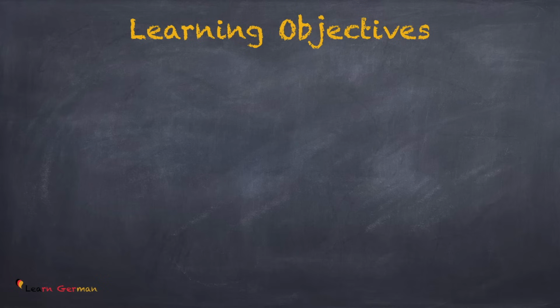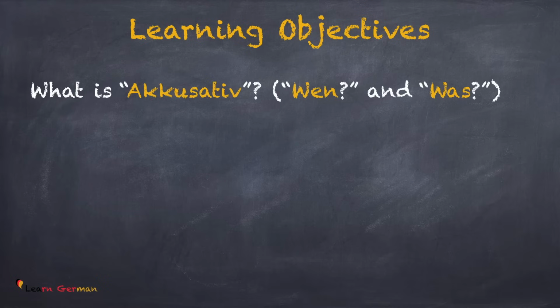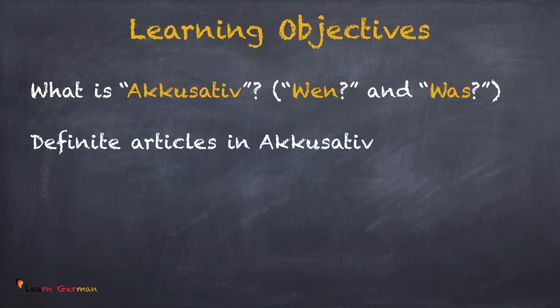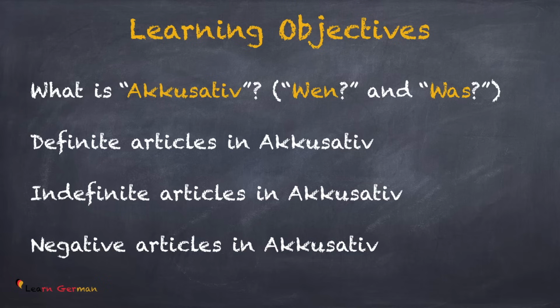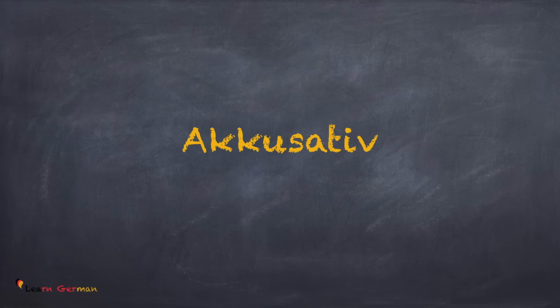So let's see what all we are going to do in this chapter. We'll be doing, first of all, what is Akkusativ? What are the questions wen und was? And then we'll be learning the definite, indefinite and negative articles in Akkusativ. Accusative.